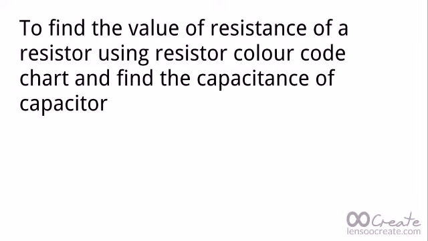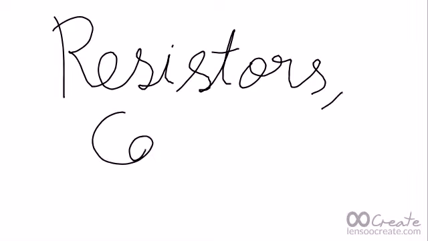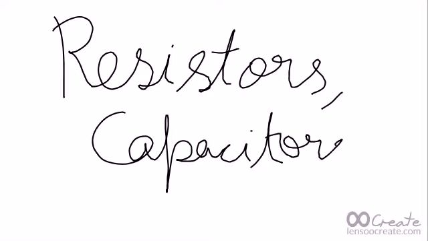Hello friends, so in this video I'm going to explain how to find the value of resistance of a resistor using a resistor color code chart and find the capacitance of a capacitor. So this is the aim of our experiment, and the instruments required are a few resistors and capacitors. You can take 3-4 resistors and capacitors to study.